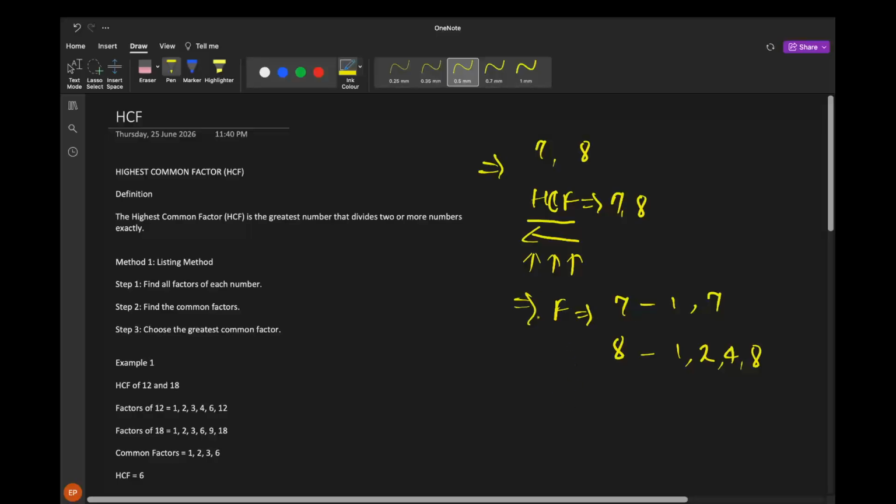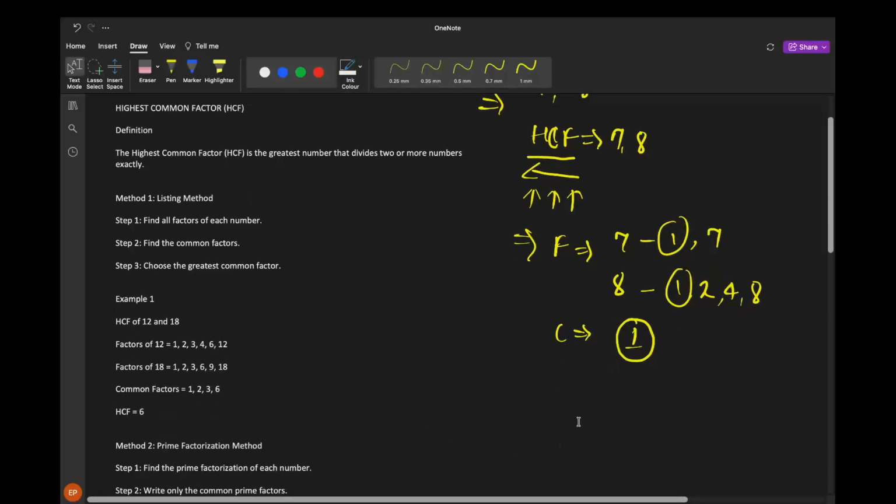Now what we have to do? C. C means common factors, right? What are the common factors here? Only we have common factor as 1. Which is common? 1 only. There are no repeating, right? So common factors are only 1. So there is no need to find highest common factor because there is only 1, therefore the answer is 1 only. Let me take another example.